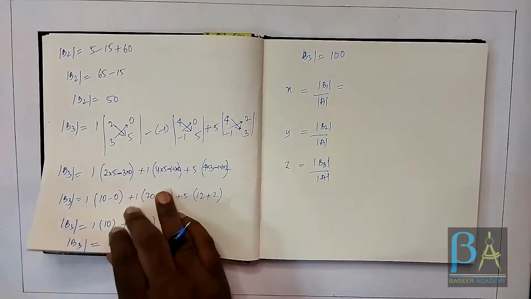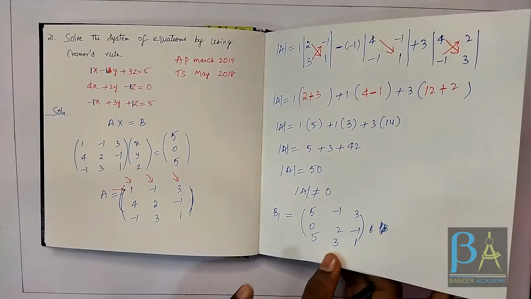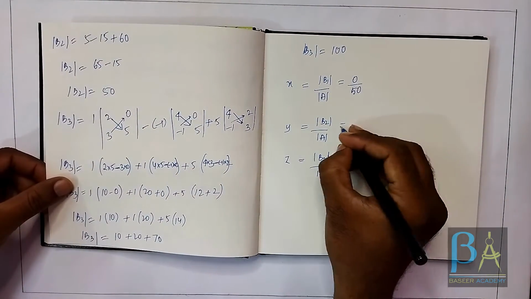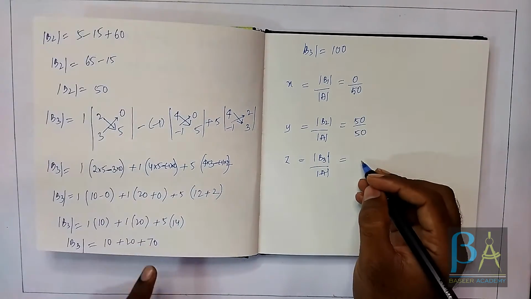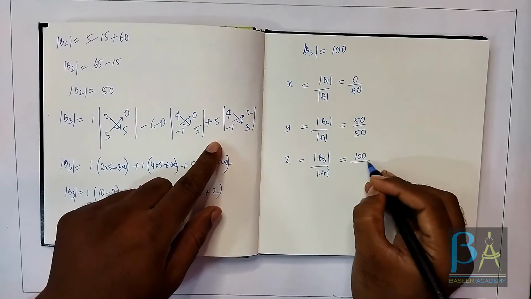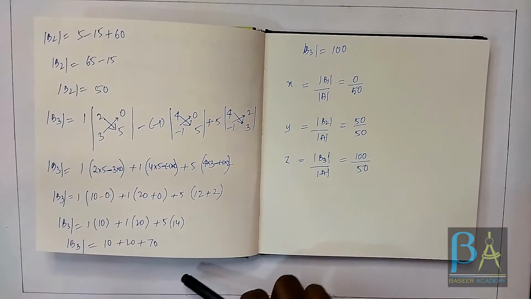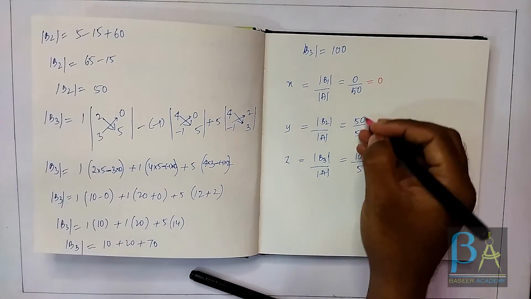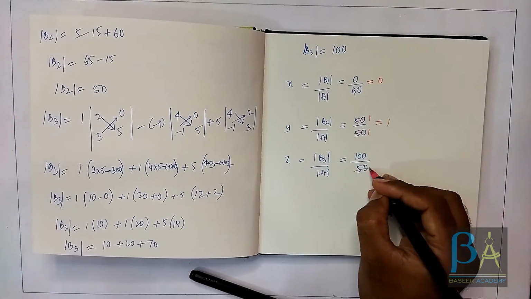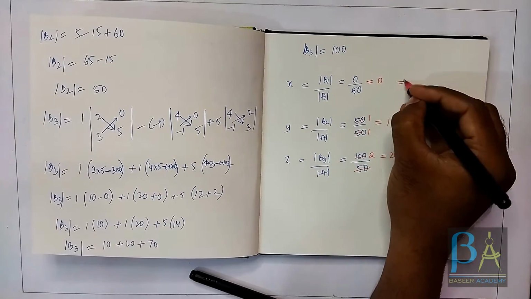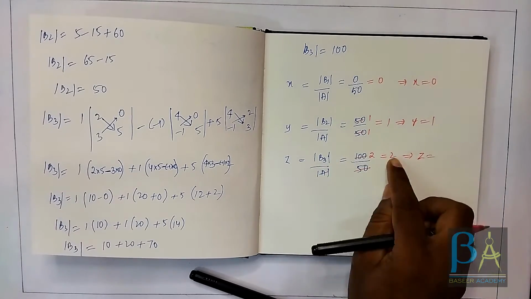Now what is B1 here? Mod B1 is 0, and mod A, I suppose it was 50, okay, and then mod B2 is 50 by mod A, which is also 50. Mod B3 is 100. Mod A is 50. Now let's cancel them. 0 by 50 is nothing but 0 itself. 50 into 1 is 50. 50 into 1 is 50. So 1 by 1 is 1 itself. 50 into 2 is 100. So the x value is 0, the y value is 1, and then the z value here is 2.